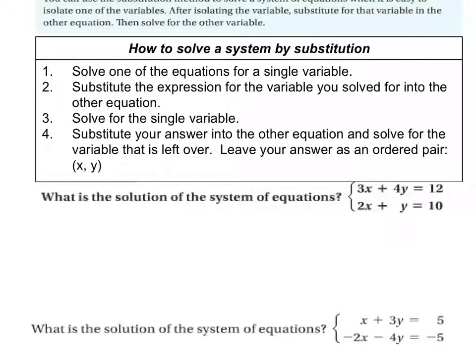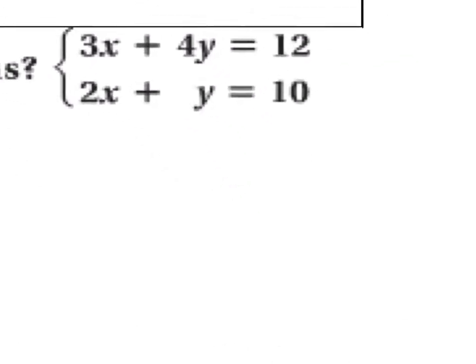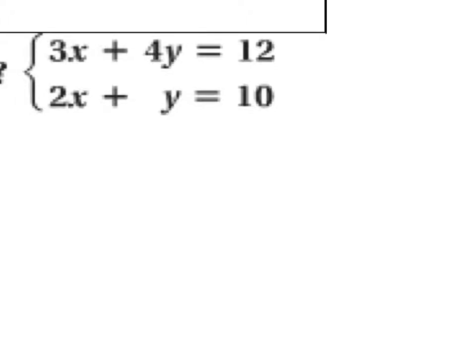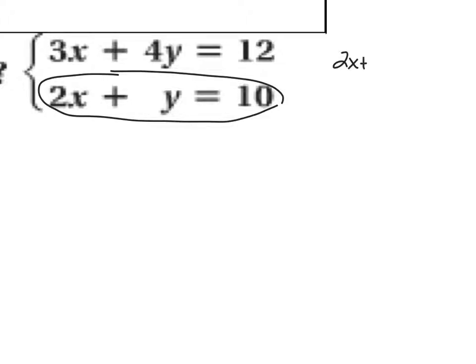So let's look at this first example here. The first example is 3x plus 4y equals 12 and 2x plus y equals 10. As I look at this, there is no letter that's by itself, but in this equation right here I could get y by itself pretty easily. So if I take 2x plus y equals 10, since there's nothing else with the y, I want to get everything away from the y, so I'm going to subtract 2x, and I get y equals negative 2x plus 10.